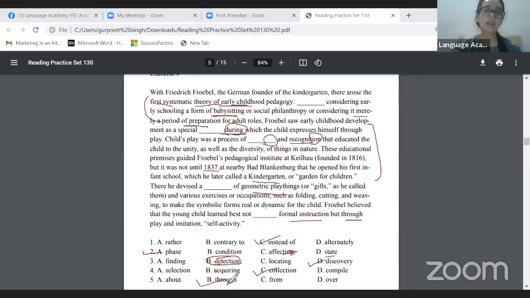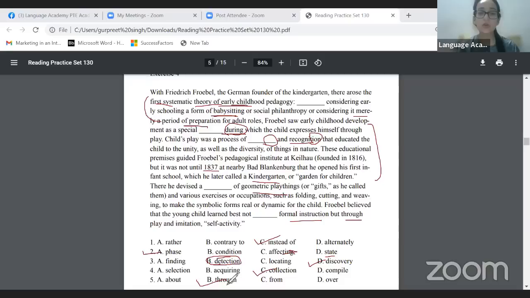The second one, because they have used the word during, we have to go with something which is a time period. And out of the given options, condition and state are not time periods, but phase is a time period. Third one, child's play was a process of detection, doesn't make sense, because children don't detect anything, they don't try to find anything. It's a process of discovery. Finding cannot be the answer, because finding is not a noun and we need a noun here. A process of what? Whenever the question is what, the answer is always a noun. We could have selected finding if they had written recognizing. If they are using verb form, then you can also go with verb form.